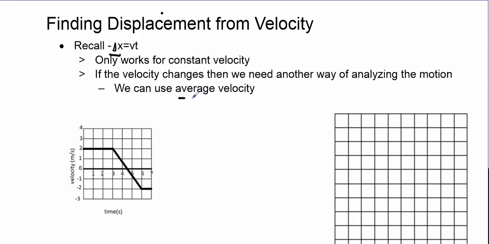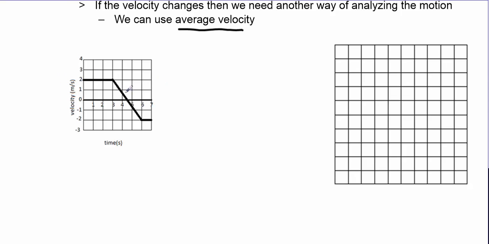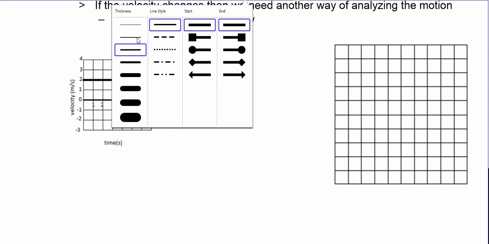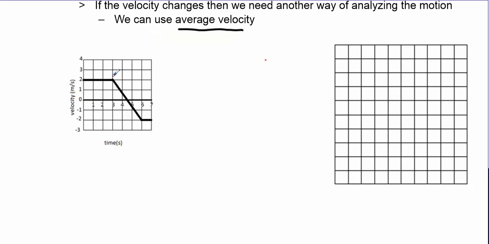And what we do is we use an average velocity. So let me show you what I mean. If we come down to this velocity time graph, we have a lot of different velocities that are occurring. Initially, for the first 3 seconds, we have a constant velocity, and we can see that the displacement for the first 3 seconds is equal to the velocity of 2 meters per second times 3 seconds, and that's 6 meters. And that works because the velocity never changed.